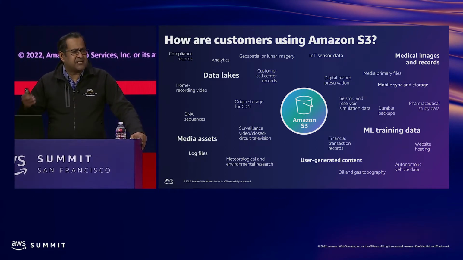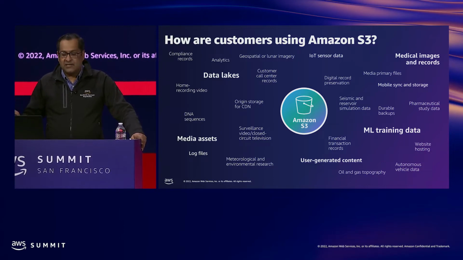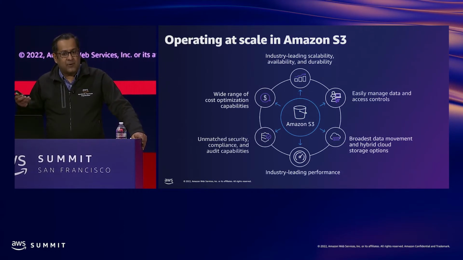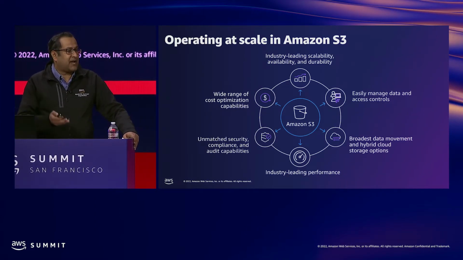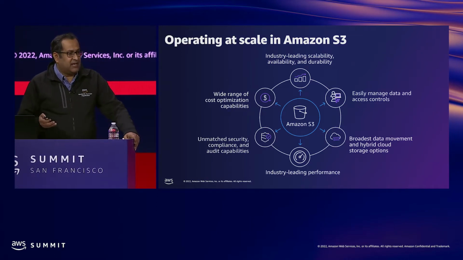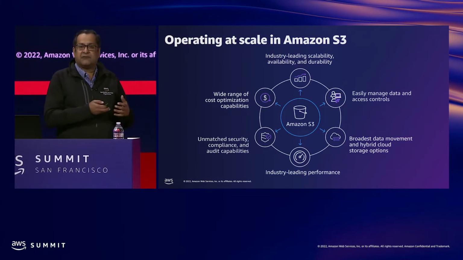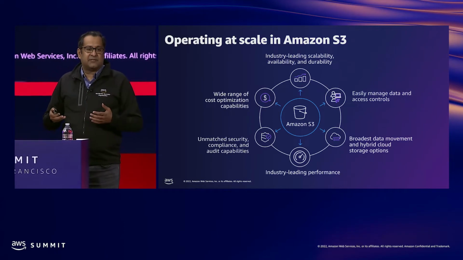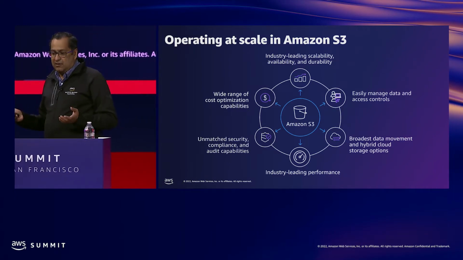And each one of these use cases has a different or unique access pattern. And we want to understand those access patterns when we talk about how you can optimize your storage cost. And the reason that we have these different use cases on S3 is because of some of the characteristics of S3. Number one, it is industry leading in scalability, in availability, in durability. It has industry leading performance. It has unmatched security. And it's for all these different reasons that you see on this slide that we have found that our customers have adopted S3 widely, broadly, for all the different use cases that I mentioned earlier.